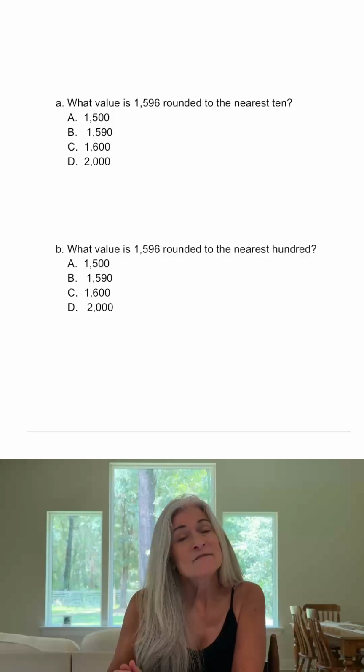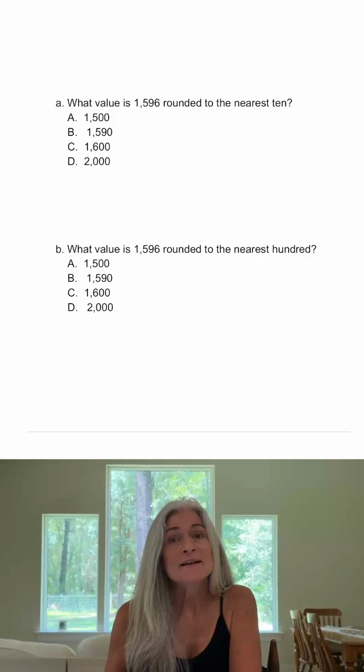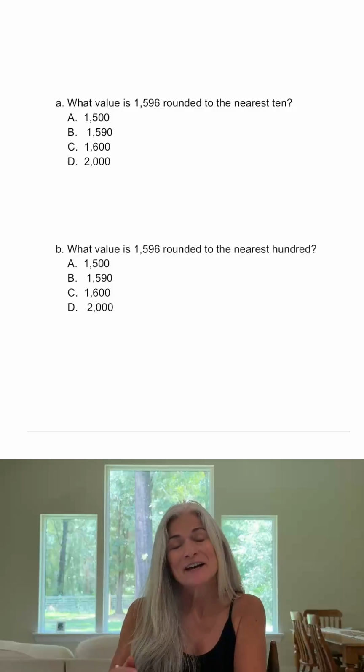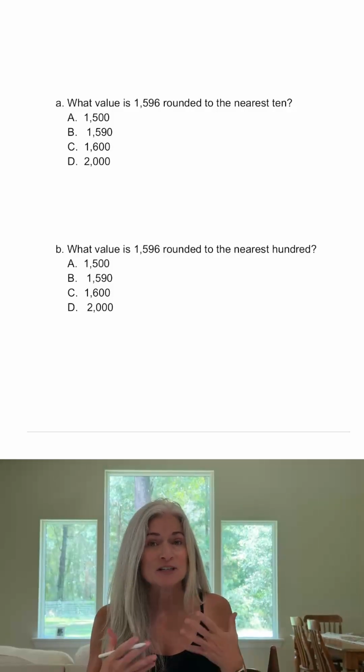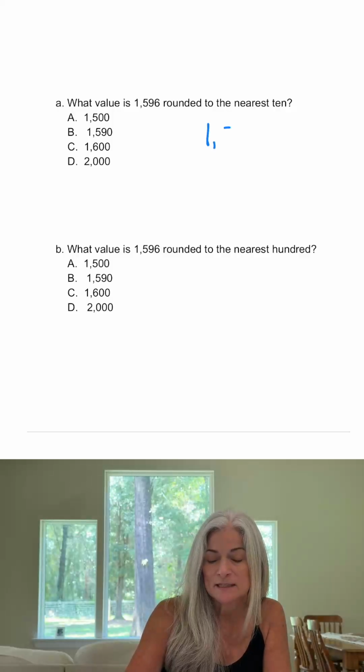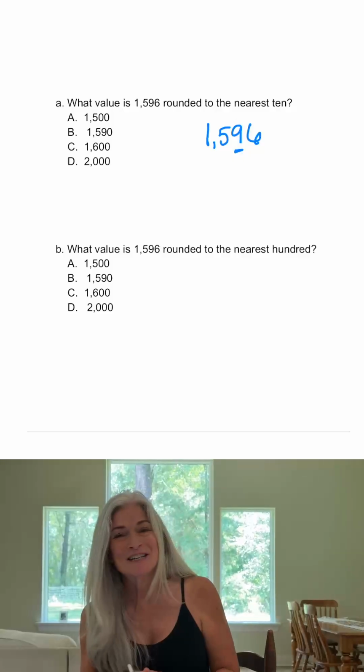Okay, what value is 1,596 rounded to the nearest 10? Well, first of all, let's identify which digit is our tens digit. So we have the number 1,596. So that 9 is our tens digit.